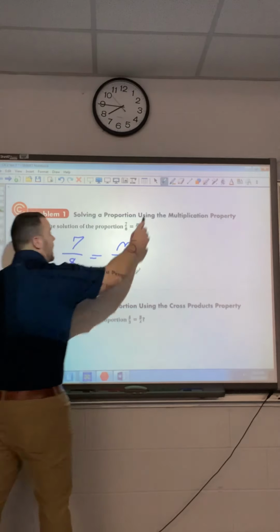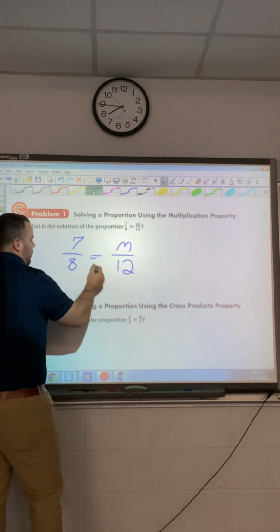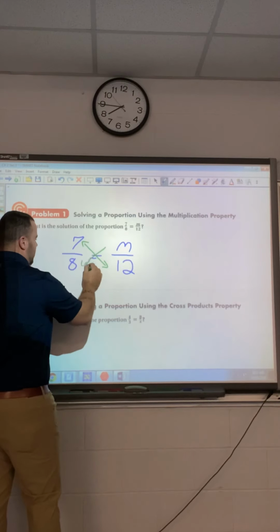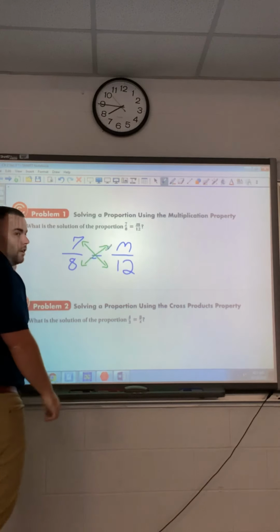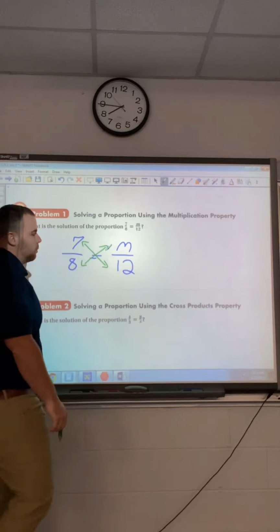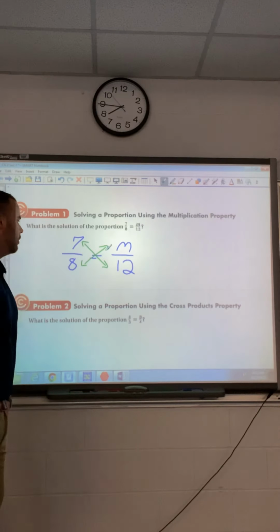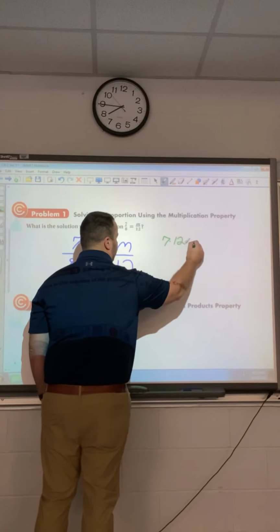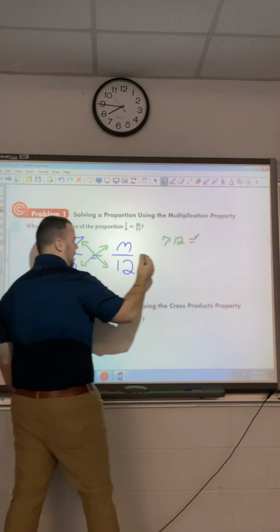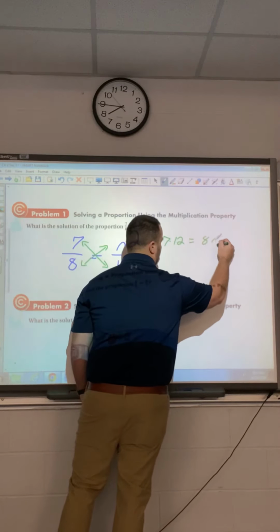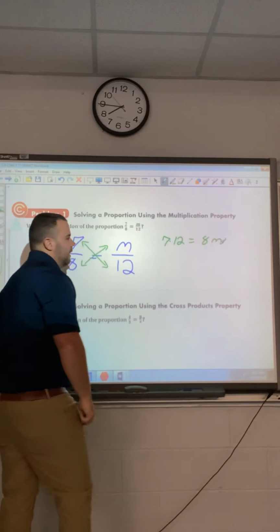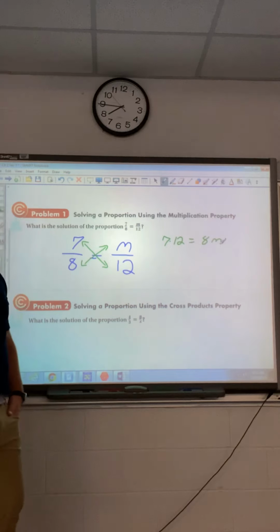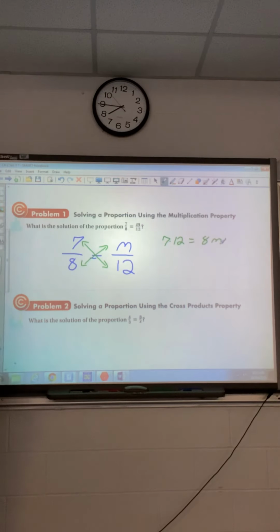That means if I take 7 times 12 and multiply those together, and then I take 8 times m and multiply those together, they have to be equal. That's a rule of something to be a proportion. So that's what I'm gonna start off doing. I'm gonna say 7 times 12 equals 8 times m. Hey, that just looks like a one-step equation, doesn't it? Kind of like the ones that we've done before.